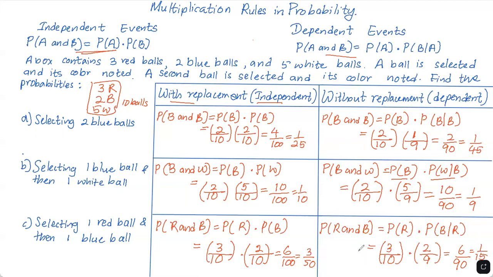So this is how you calculate the probabilities with independent events and dependent events.